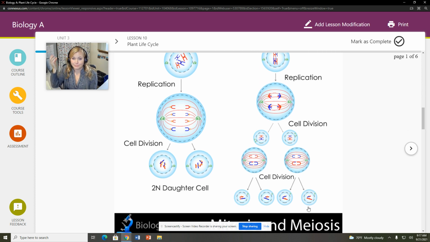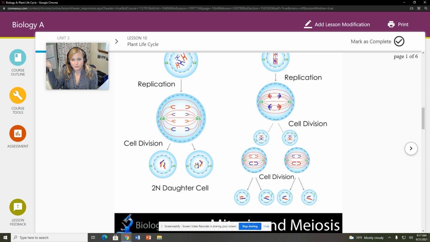So there's your difference. They both start off with a double set of chromosomes, but with meiosis, you get two divisions. You get meiosis 1 and meiosis 2, and you end up with 4 haploid cells at the end. With mitosis, you only have a single cell division, which gives you 2 daughter cells that each have 46.